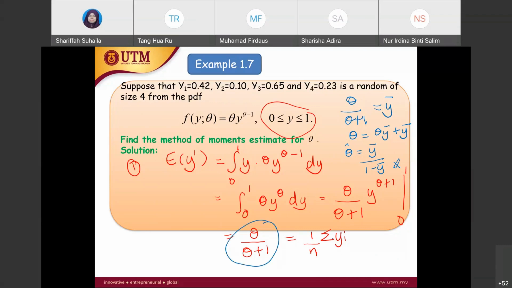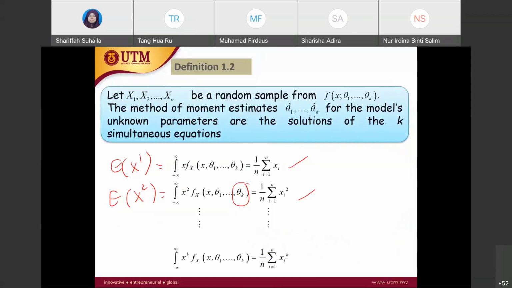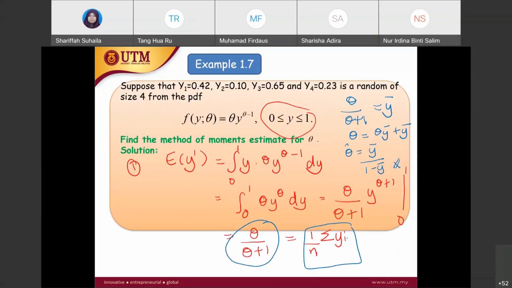So now the second step, you equate it with the expected value of y, which is 1 over n summation yi. Okay, why? Memang the formula is just like this. Okay, so this summation yi over n is just your y bar. Okay, solve for your theta. So theta hat equals y bar over 1 minus y bar.